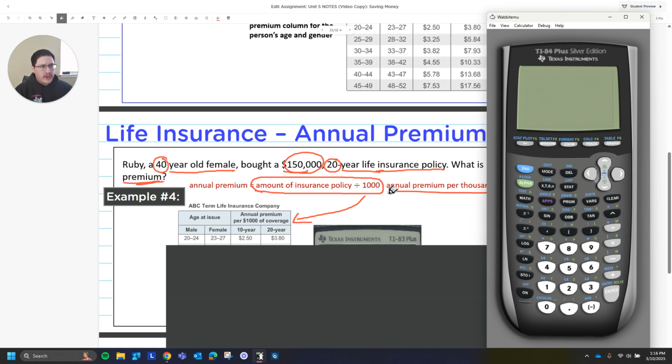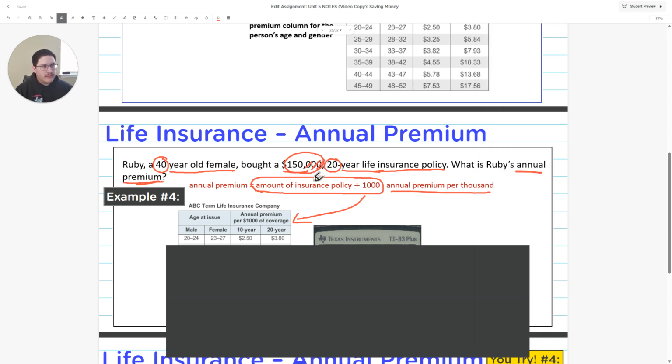Now there is a shortcut. There are 3 zeros here and 3 zeros there. We just mark those out, and we have 150 thousands that are being covered. Or you can just use your calculator.